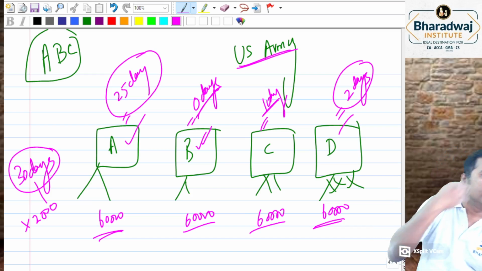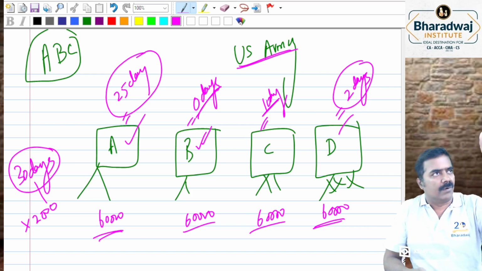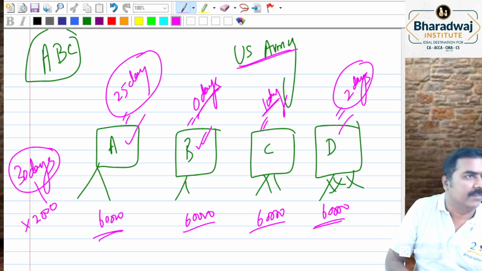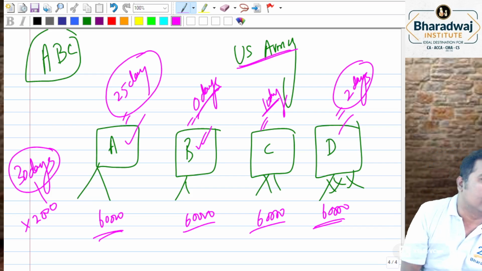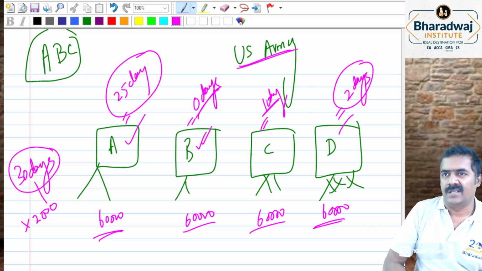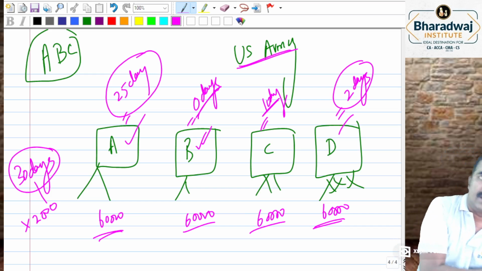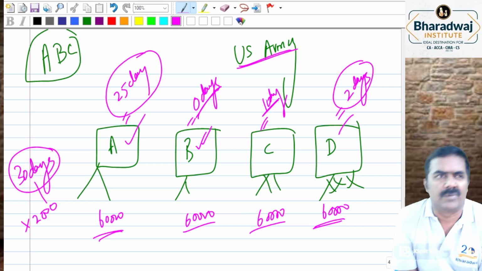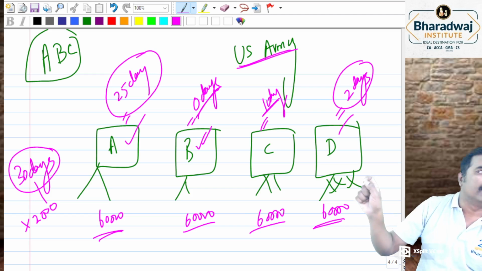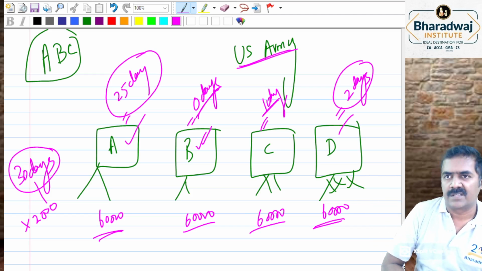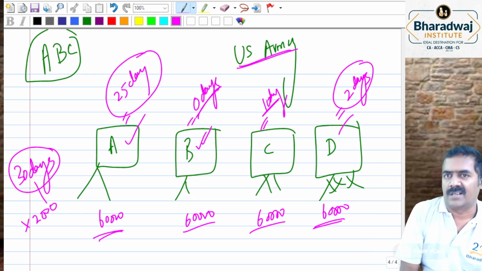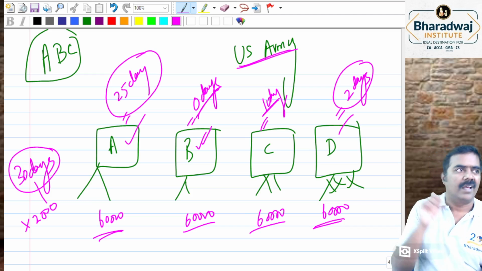So depending upon the activity performed, I will work out the cost and quote the price. That is what is activity based costing. So do you understand the difference between traditional costing and ABC costing? What is traditional costing? Total cost divided by number of hours. You get rate per hour. Depending upon the time spent, you charge the cost.